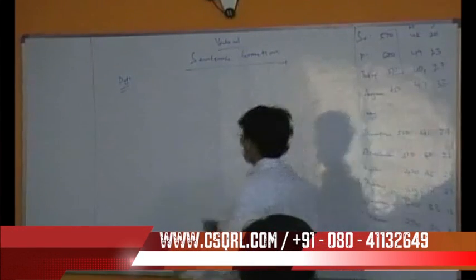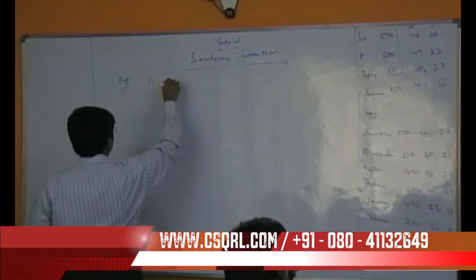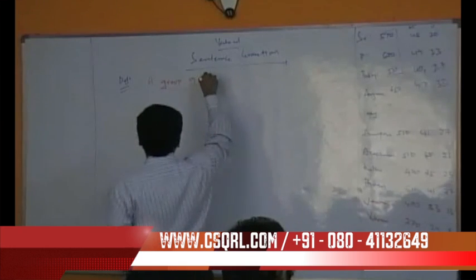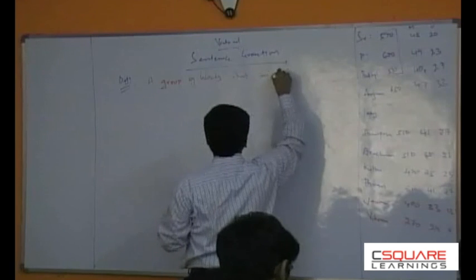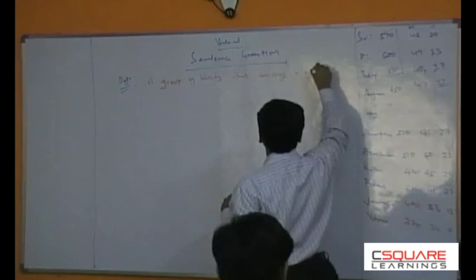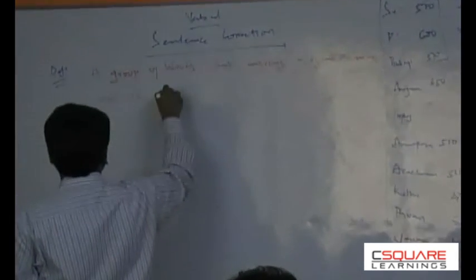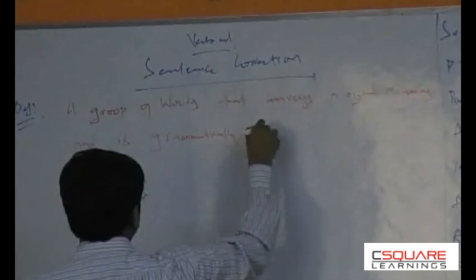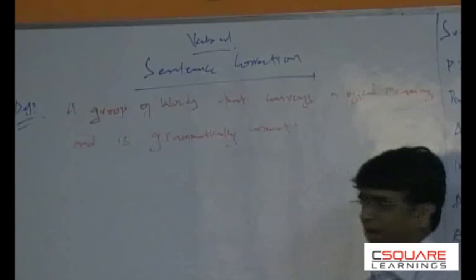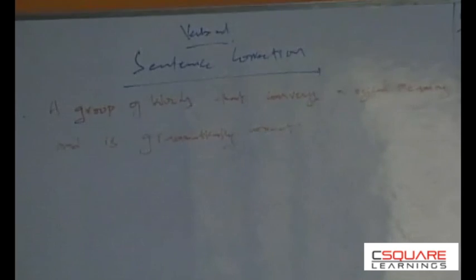Okay, now let's put that together. A sentence is nothing but a group of words that conveys a logical meaning and is grammatically correct. A group of words that conveys a logical meaning and is grammatically correct.